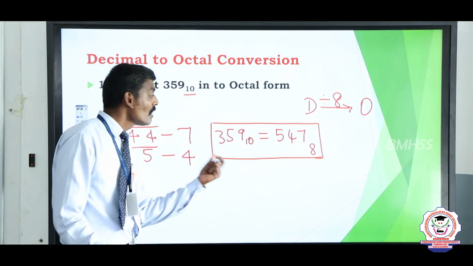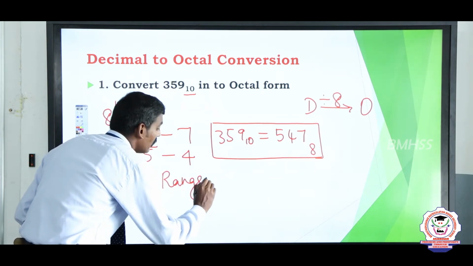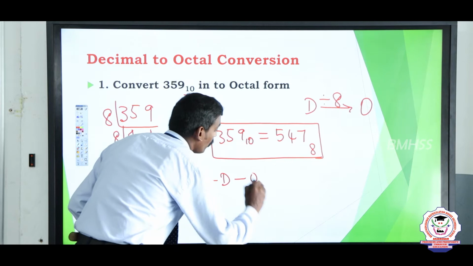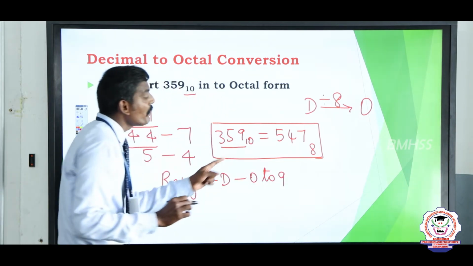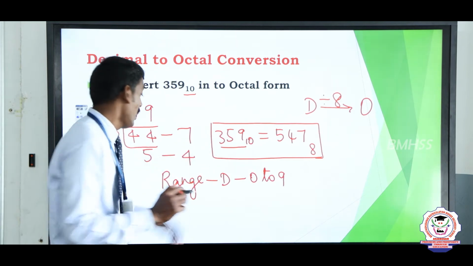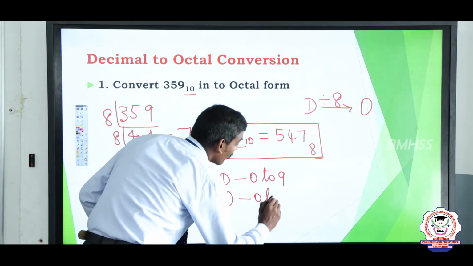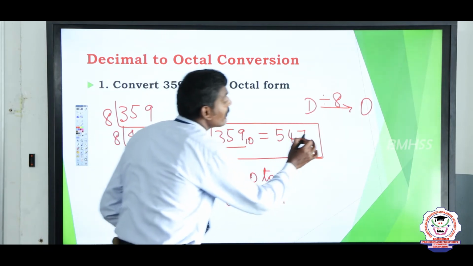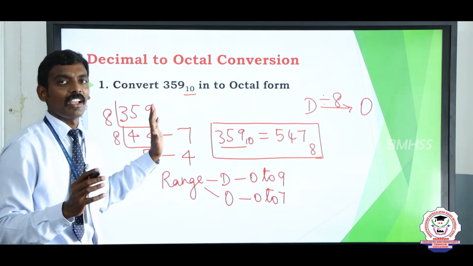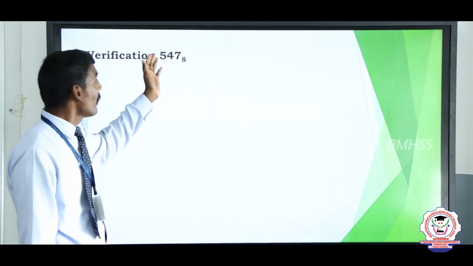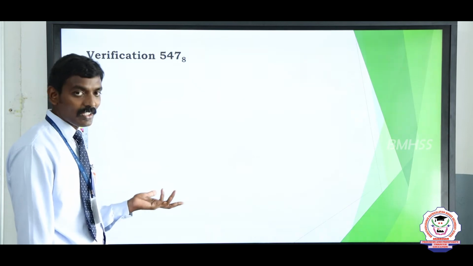Here you can identify the difference. In this, what is the range of the decimal number? Range of the decimal number is what, my dear? 0 to 9. Here in this number 3, 5, 9, it is 0 to 9. And the range of the octal number is 0 to 7. We get the answer 5, 4, 7. We can say this is a correct answer. Yes. Next, we have the answer already, 547 base 8. It is an octal number.